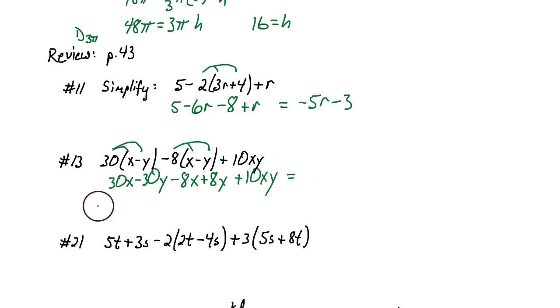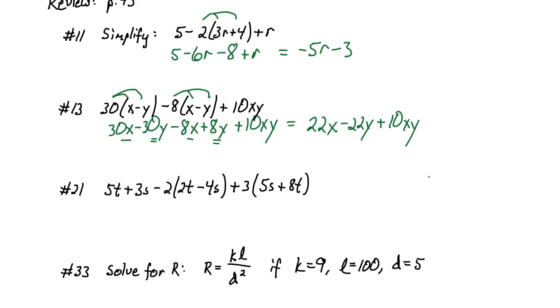Now let's combine like terms, beginning with these x terms. 30x subtract 8x is 22x. Now the y terms, negative 30y plus 8y. That's negative 22y. And then we have our positive 10xy term.